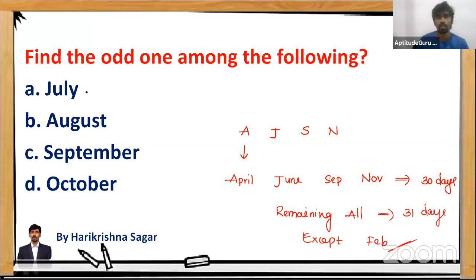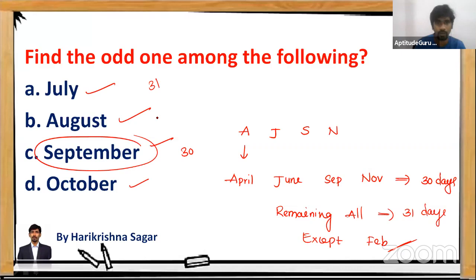So please observe, this is July, August, September, October. What is our odd man out is the question. By observing this, what is September? September is a month which has 30 days. July will have 31 days. August will have 31 days. October will have 31 days. So what is our answer choice? The answer must be option C.